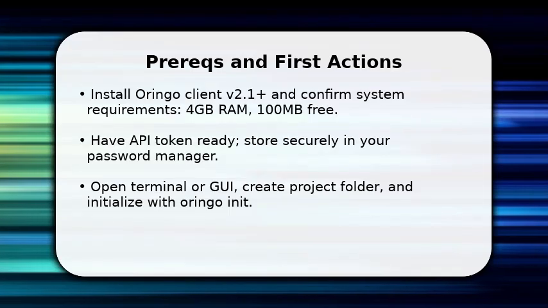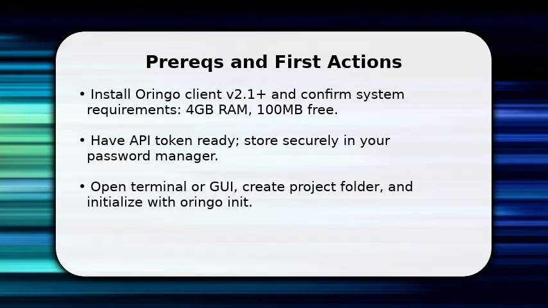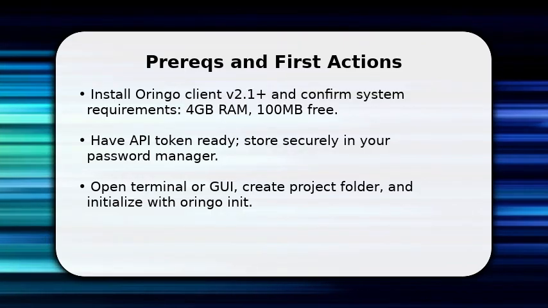You start by verifying prerequisites and then perform the first actionable steps. Make sure Oringo v2.1 or newer is installed and that you meet the 4 GB RAM and disk requirements. Once done, locate your API token and copy it securely into your password manager so you can paste it later.